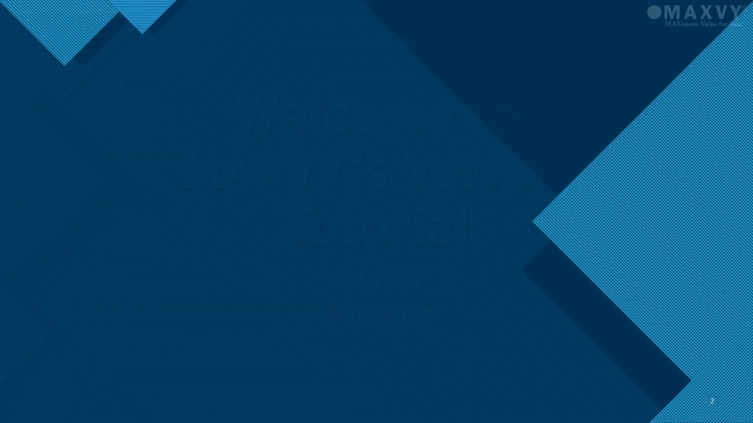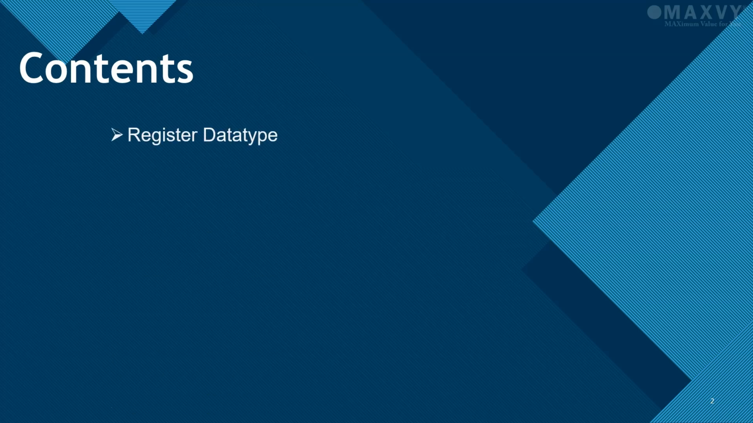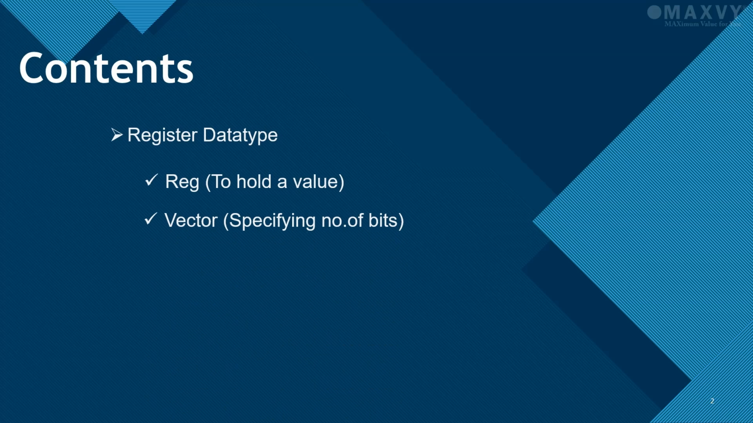Welcome to the presentation on Verilog data types. Today, we will be covering register data types in Verilog. First, we will start with the reg data type, which is used to hold a value in a register. Next, we will discuss vectors, which allow us to declare reg or wire types with multiple bits.